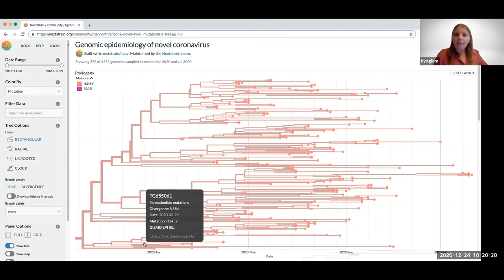I am now highlighting the earliest sample collected from the index case on March 29th. All cases identified in this tribal community in April, and most of those identified in May, make up this clade, demonstrating the rapid spread of a single clone.